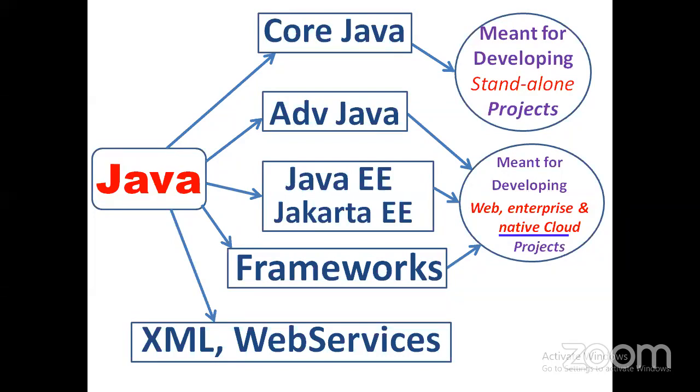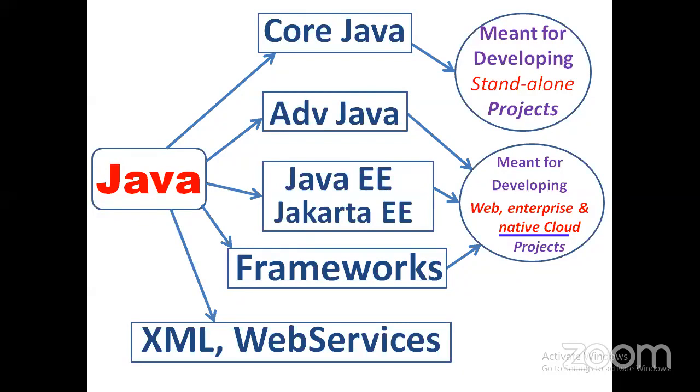You cannot find any alternative to core Java, because core Java is a language. Now using core Java, you are developing advanced Java based applications. Using core Java, you are developing frameworks based applications. Using core Java, you are developing XML web services based applications. So core Java is the basic language. Using language concepts only we can develop the programs. So if you learn only core Java, you can develop and run the application as a standalone only.